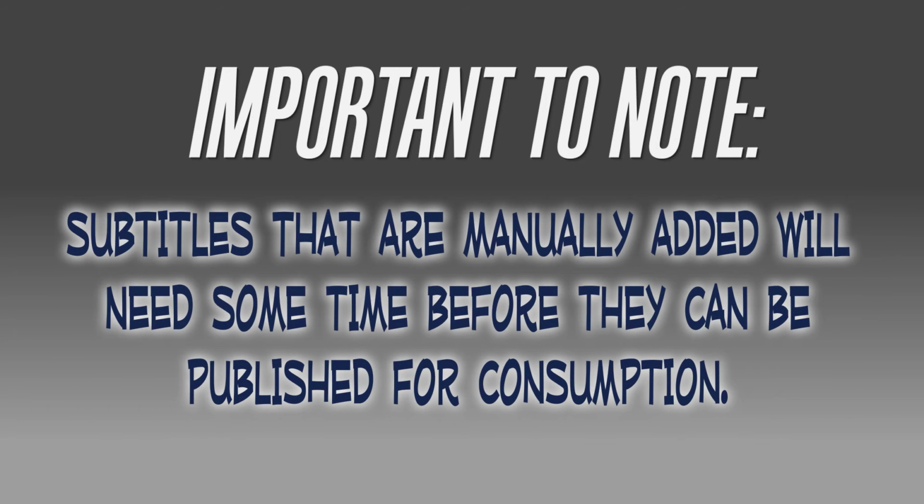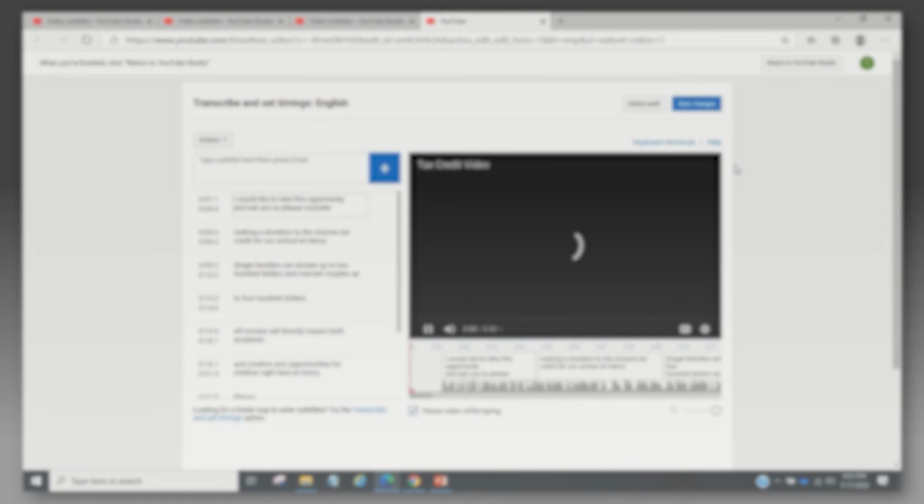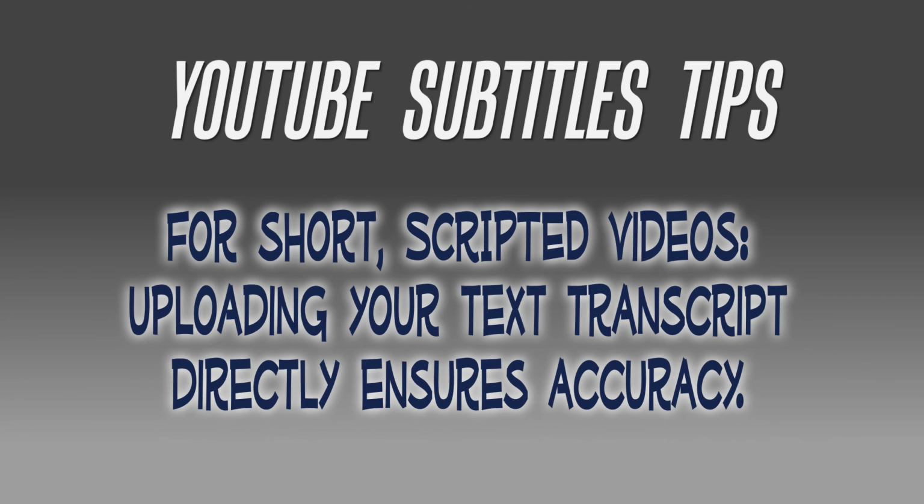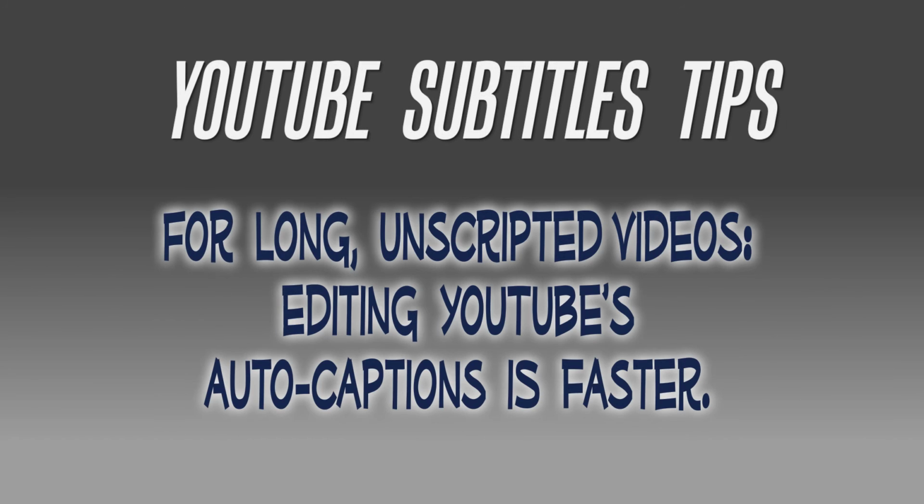It is important to note that when you add your own subtitles, YouTube will need some time to line up the text to the video before you can go in, double check the timings, and finally publish the final draft for consumption. There are distinct advantages to both captioning options in YouTube Studio. For shorter videos that are already scripted, uploading your text transcript directly ensures accuracy in words, timing, and punctuation. For longer unscripted videos that are recorded live, such as a Zoom session, editing YouTube's auto captions is a much faster process. Knowing both methods of captioning will help you save time and deliver the best closed captioning based on what sort of video you need captioned.